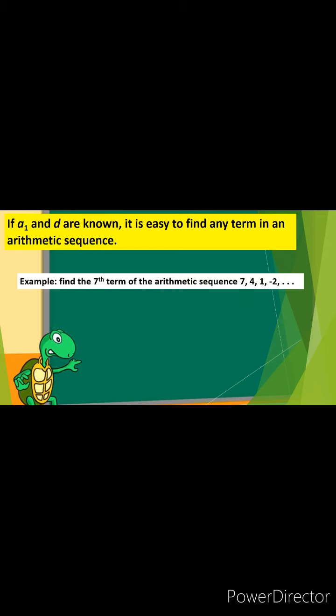If the first term and the common difference are known, it is easy to find any term in an arithmetic sequence. For example, find the seventh term of an arithmetic sequence whose terms are 7, 4, 1, and negative 2. The value of a sub 1 is equal to 7 since it is the first term, while the value of the common difference is negative 3.